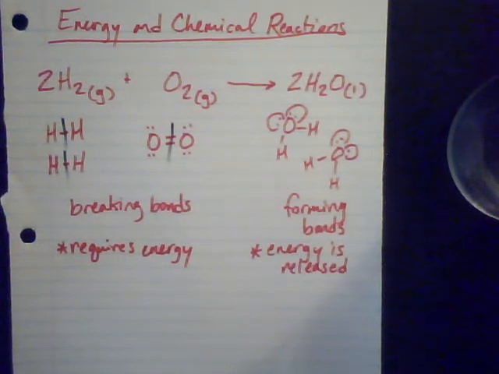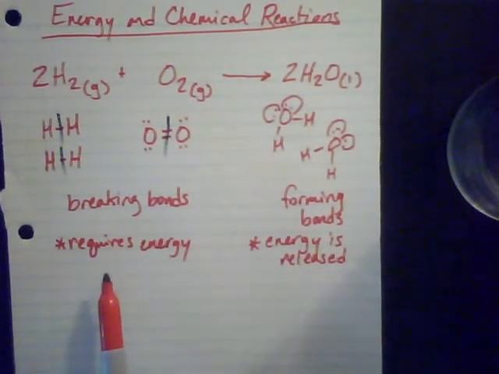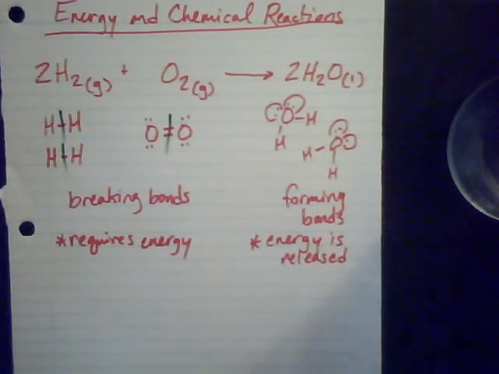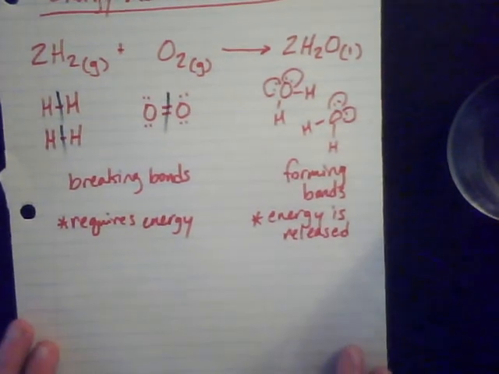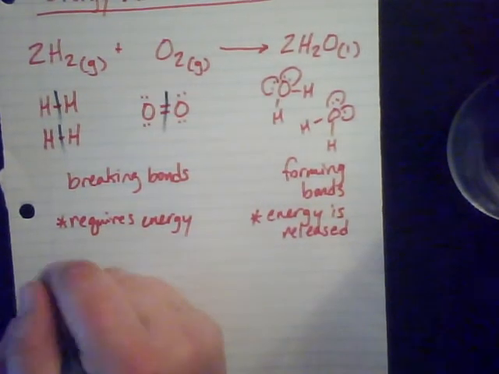So this is just an introduction to energy in chemical reactions in general. And there's this balance between the energy that is required for a reaction to occur and the energy that is released when these chemical bonds form. So there's this balance back and forth, and we have two types of reactions that we can classify based on this balance between energy required versus energy released.